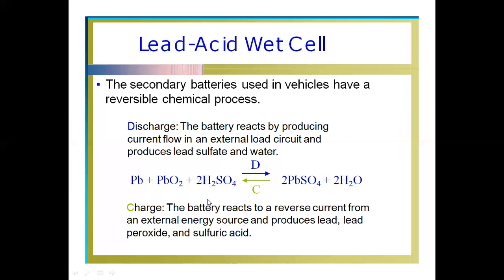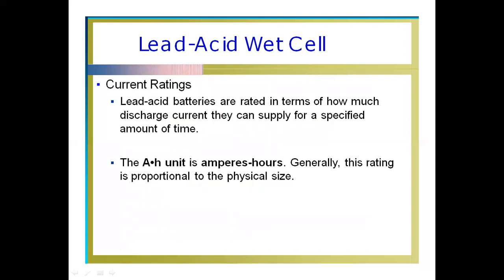On charging, the battery reacts to a reverse current from an external energy source and produces lead peroxide and sulfuric acid. While it discharges, it produces PbSO4 and water. While charging, it produces lead peroxide and H2SO4, that is the sulfuric acid. So like this, the charging and discharging is continuously going on. It is a reversible reaction.